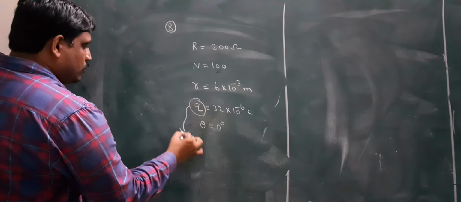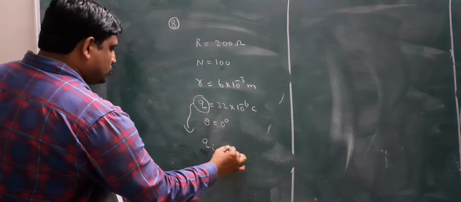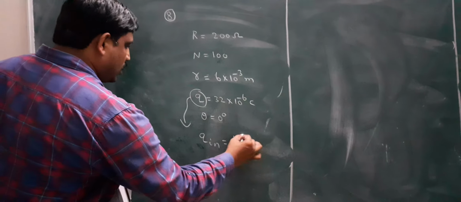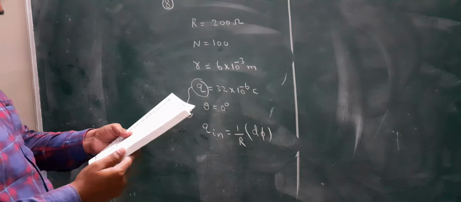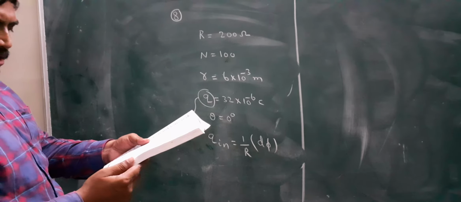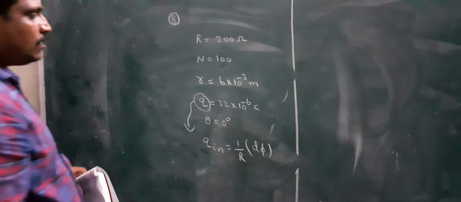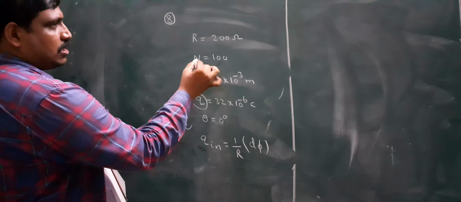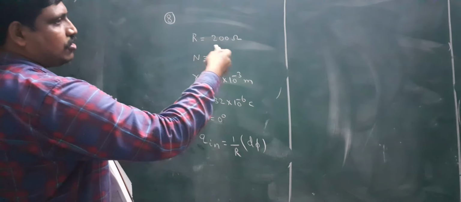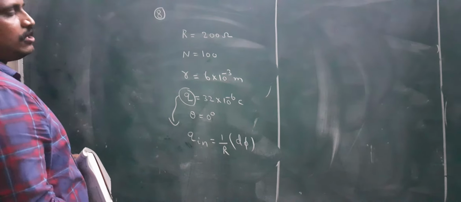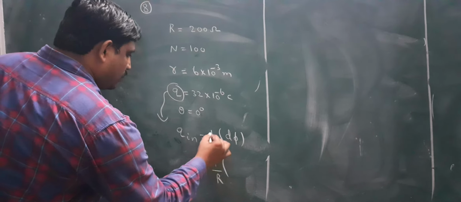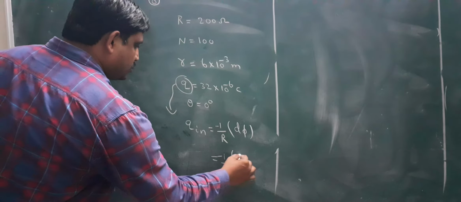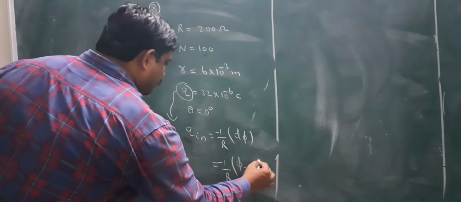Keyword in the problem: induced charge. Induced charge formula is 1 by R into d phi. Here, this coil is initially in the magnetic field. After some time, this coil is removed from the magnetic field. That's why 1 by R into d phi. Remember the minus also: change in flux is final flux minus initial flux.